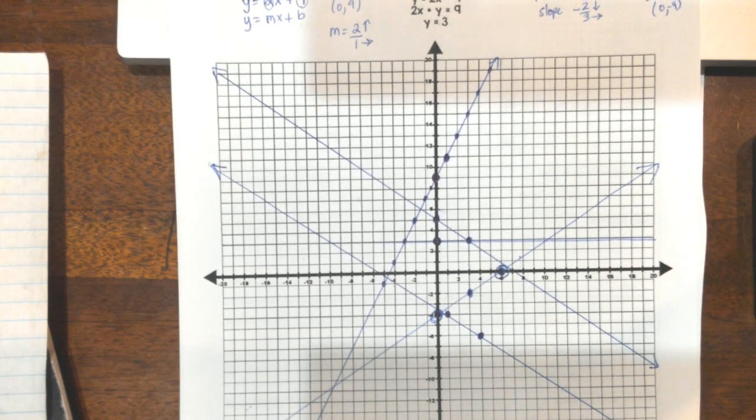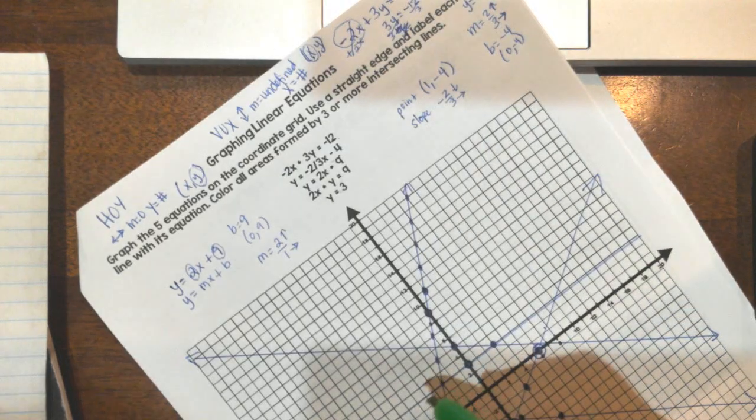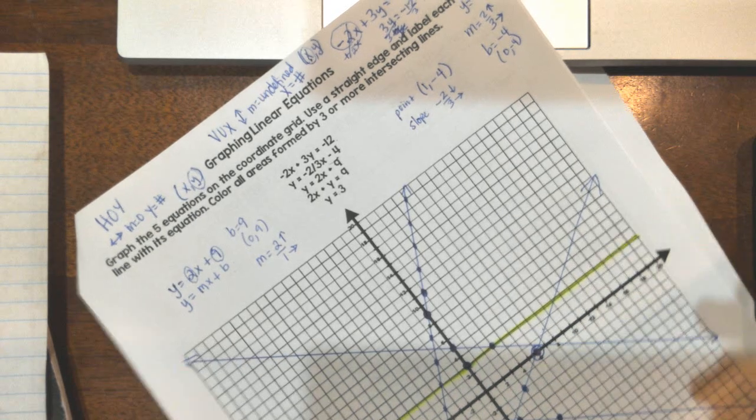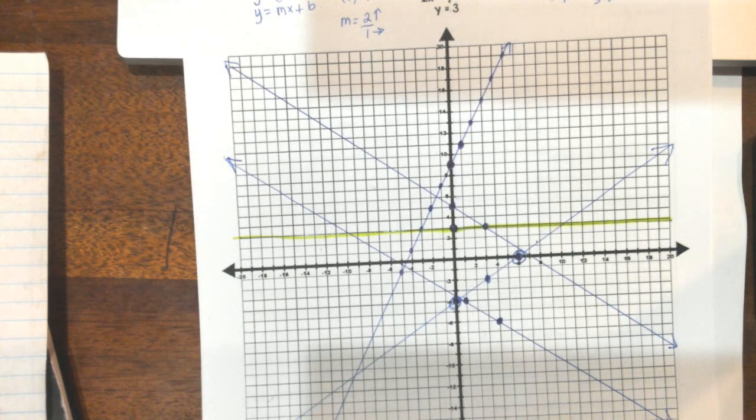A line at y equals 3. I know you can't really see that, but it's there. That's the line, y equals 3.